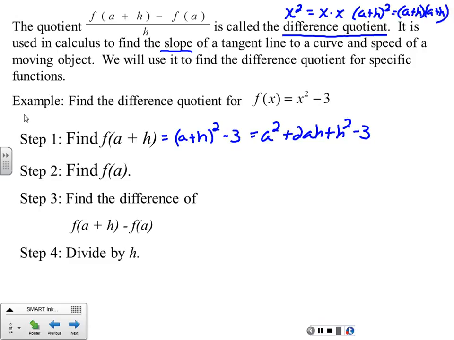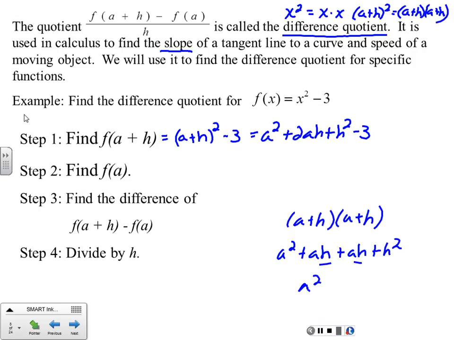Square, double, square. Where does that come from? Well, you have A plus H times A plus H. Pull it out. First times first is A squared. Outer 2 is going to be A times H. Inner 2 is going to be A times H again. And last 2 is going to be H squared. Combine the middle 2 and you have A squared plus 2AH plus H squared. Square, double, square. Okay?